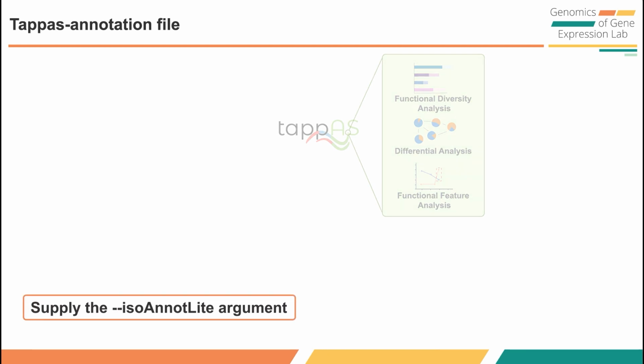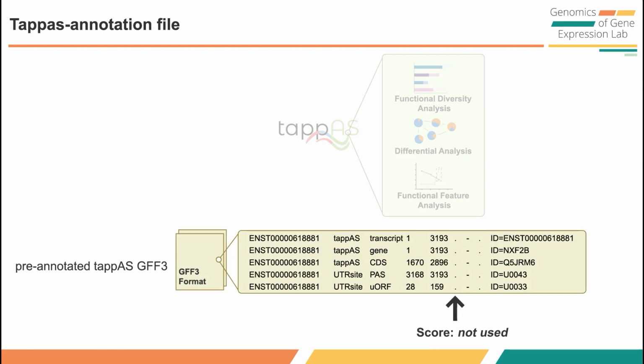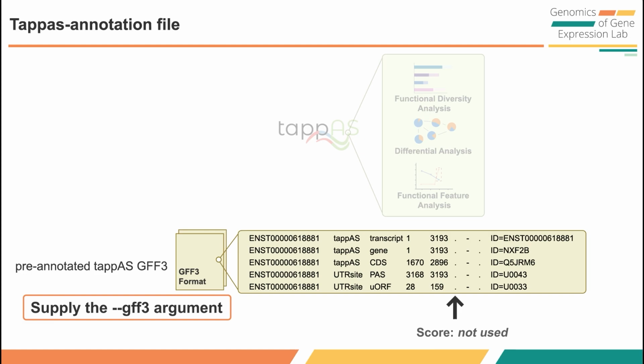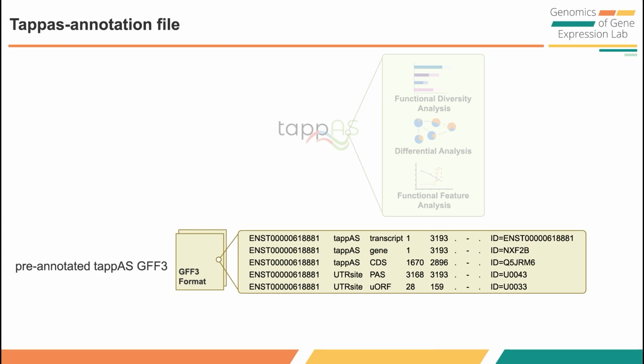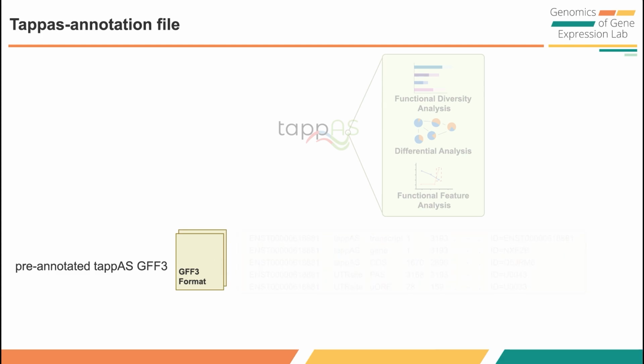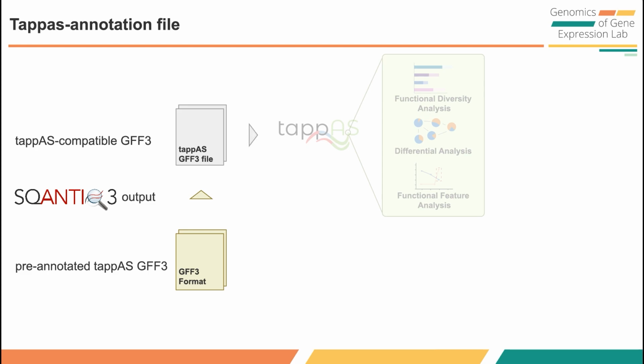When the IsoAnnotLite flag is activated, a GFF3 file containing isoform-level functional annotations for a reference transcriptome can also be supplied via the --gff3 flag, which helps you transfer isoform-level functional feature annotations to the SQANTI3 quality control output. By doing this, functional feature information will be added to your long-read-defined transcriptome, unlocking the TAPIS functional and feature-level analyses.